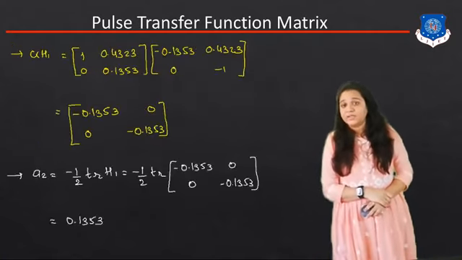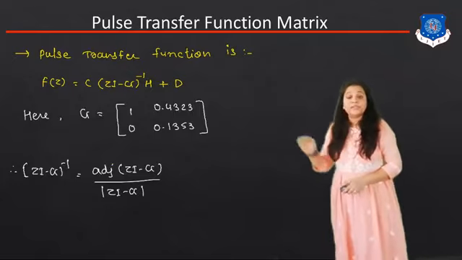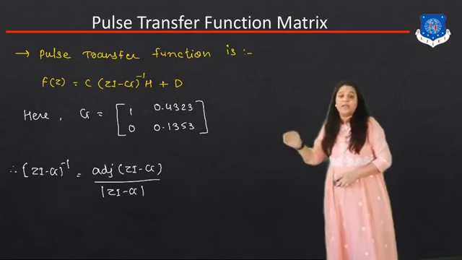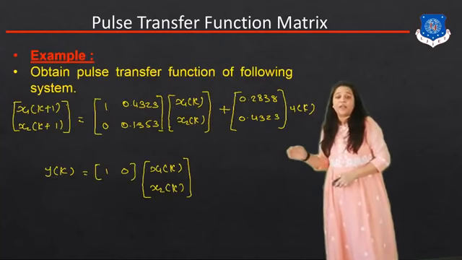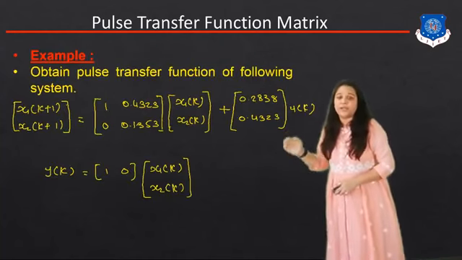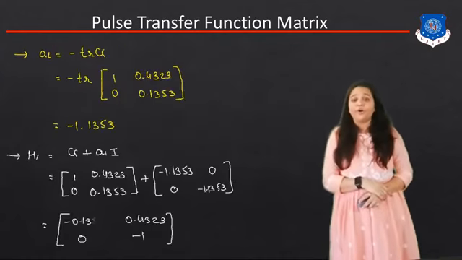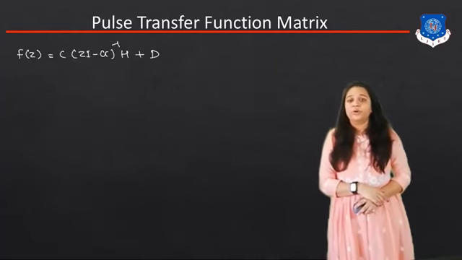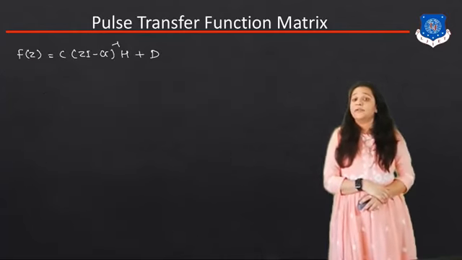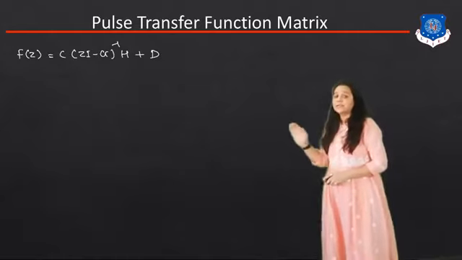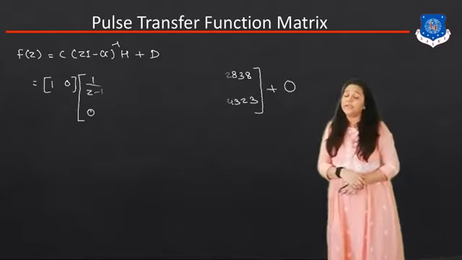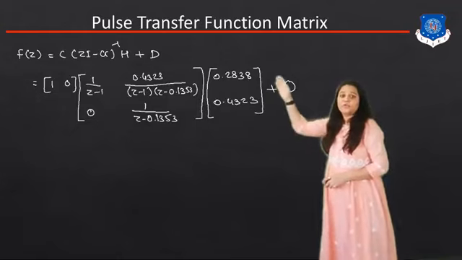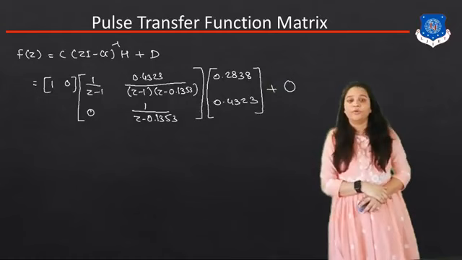Now what is the equation of the pulse transfer function? It is C into ZI minus A inverse B plus D, and in the question they will give the values of C, B and D. So put the values of all the matrices and find the value of the function of z. Okay, so the function of z is equal to C into ZI minus A inverse B plus D. D is equal to 0. Put the value of C, that is 10, and B is equal to 0.2838, 0.4323.